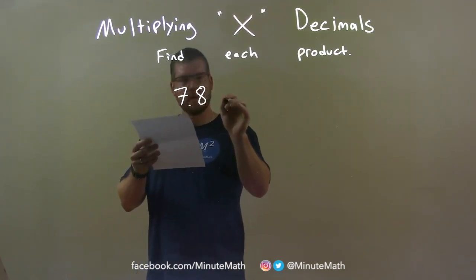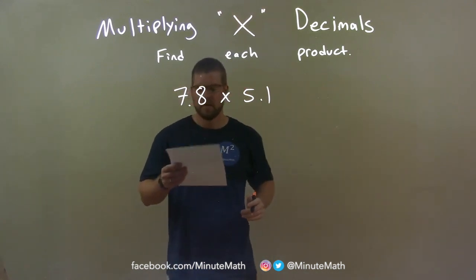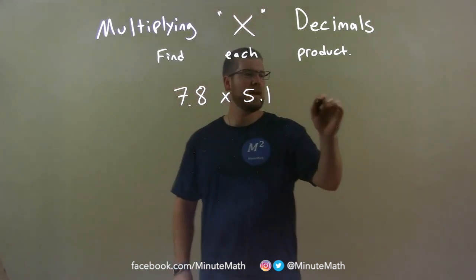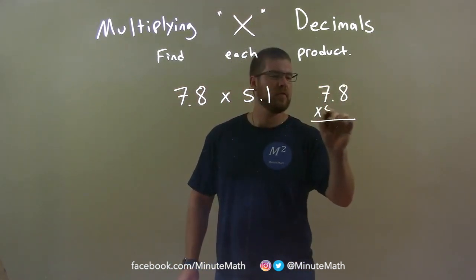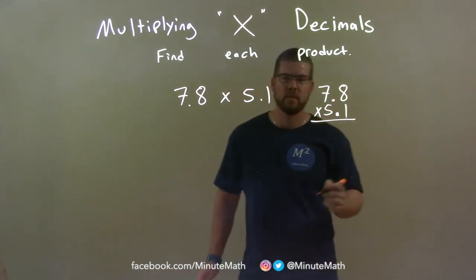7.8 times 5.1. Okay, so 7.8 times 5.1. Well, let's set it up here over top of each other. 7.8 times 5.1. Okay? Big decimals. All right. Multiply it out.